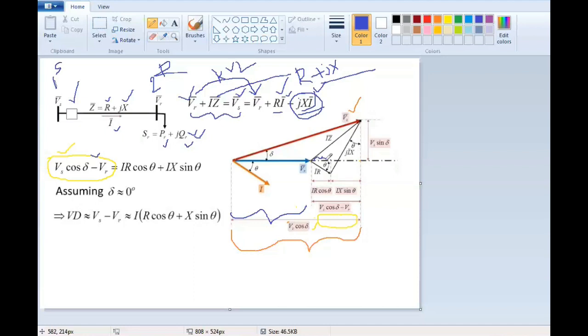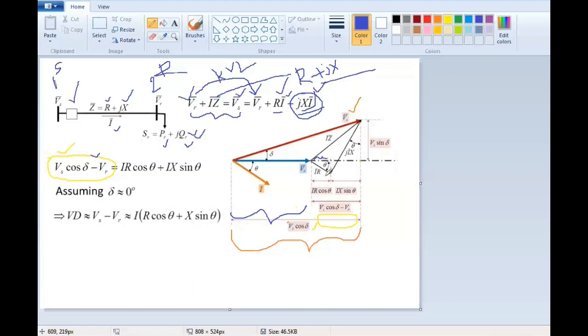Again we want the adjacent side, because this is the triangle and it is the angle theta. Since the adjacent side is needed, it is the hypotenuse IR multiplied by cos theta. So from this point to this point, it is IR cos theta.